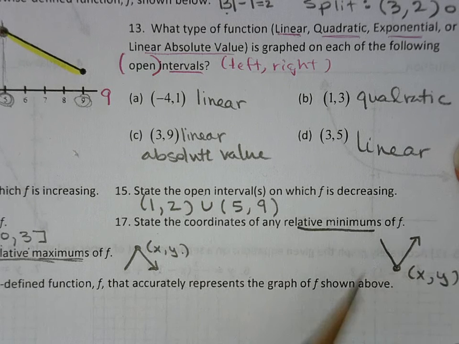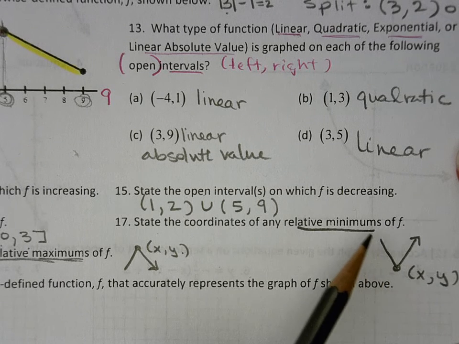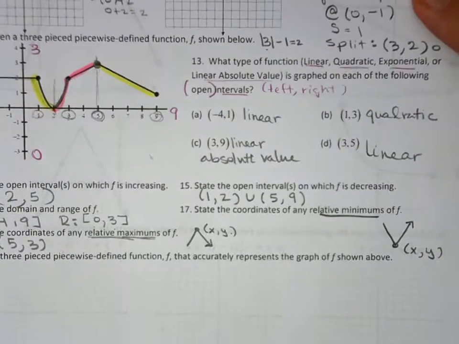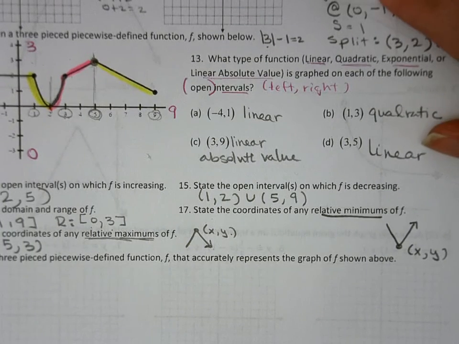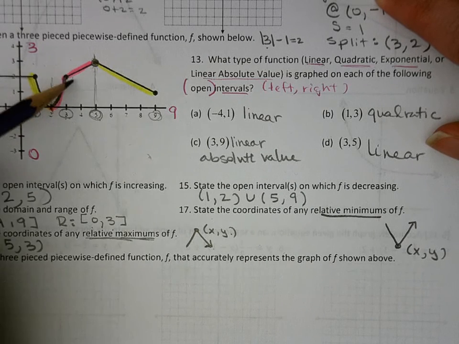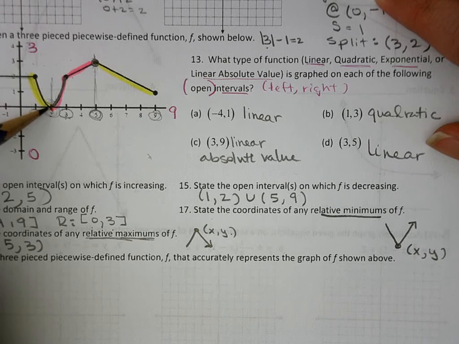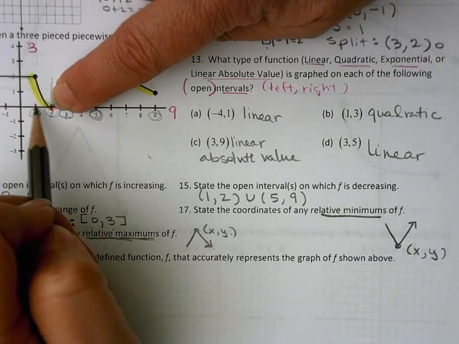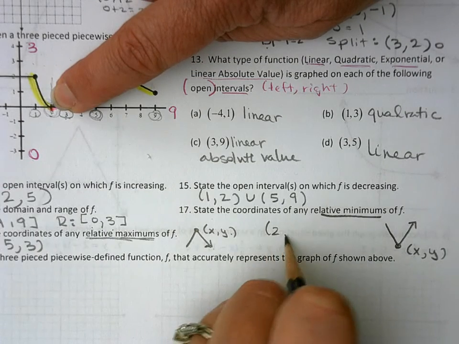So I'm going to look on the graph from where I switch from decreasing to increasing. So let me zoom out just a little bit. If I look at this graph, I'm going from decreasing to increasing on this little section right here. So specifically though, right here. So that is my relative minimum because that's the point of transition between decreasing and increasing. So I need an ordered pair for that, and that's at x equals 2 and then y equals 0.